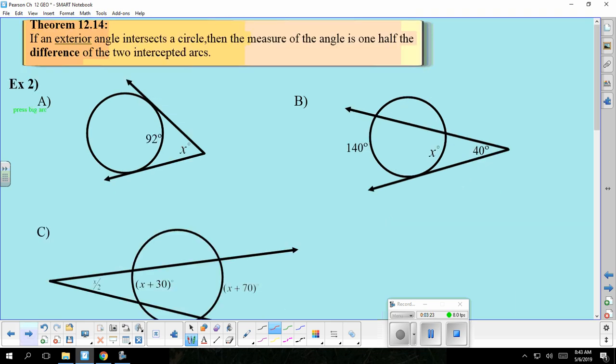If an exterior angle intersects the circle, then the measure of the angle is 1/2 the difference of the two intercepted arcs. All right, so let's go ahead and see how this one works. Now we're outside the circle, right? So when they're outside the circle, we have the exterior angle.